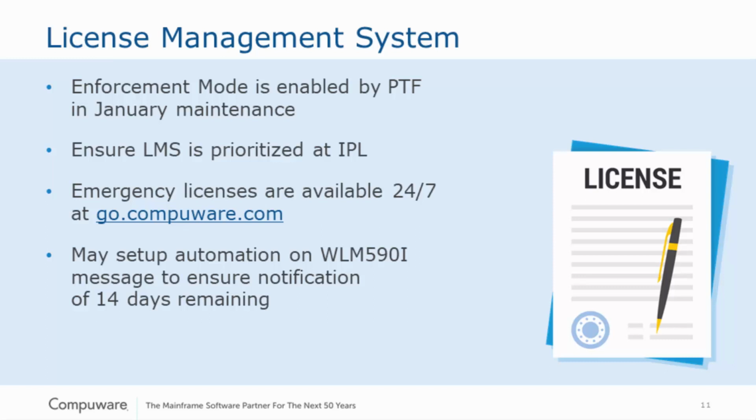You may also want to set up some sort of automation on message WLM 590I that tells you that you are in a 14-day countdown, so that you do get some sort of notification that this is occurring. Nancy, is there anything that you want to add to the LMS discussion? No, I just want to reiterate that it is with the January maintenance. So until you install that maintenance, there is no issue, and if you are in that countdown period, then you should get your license installed as quickly as possible.